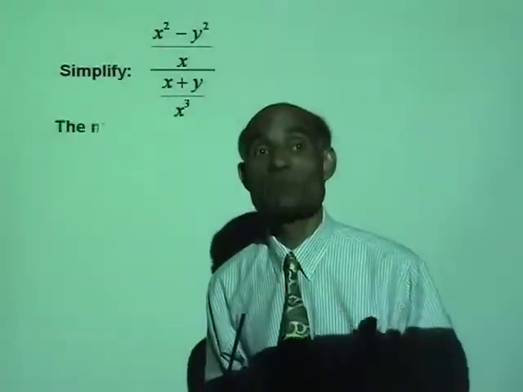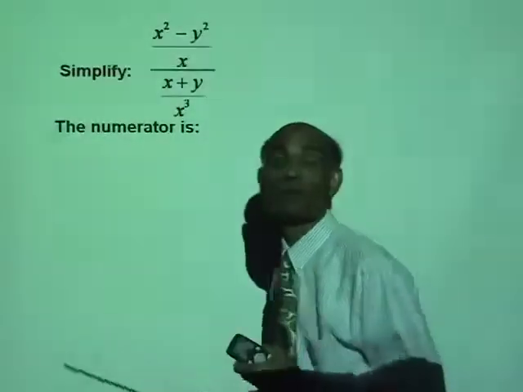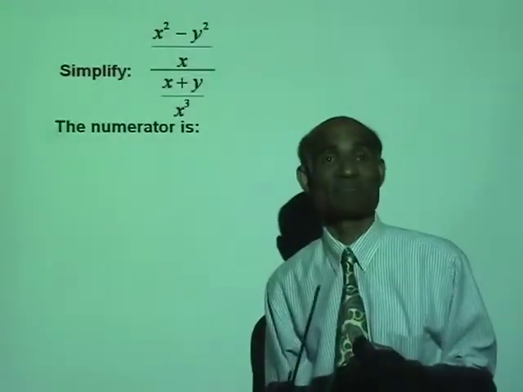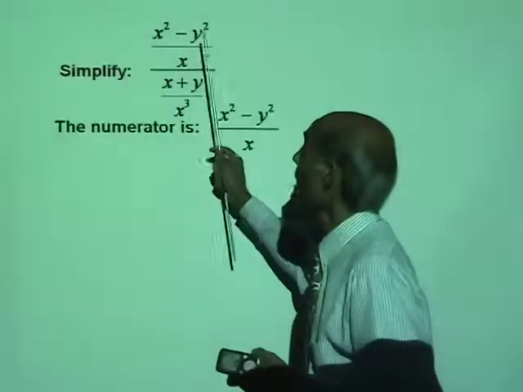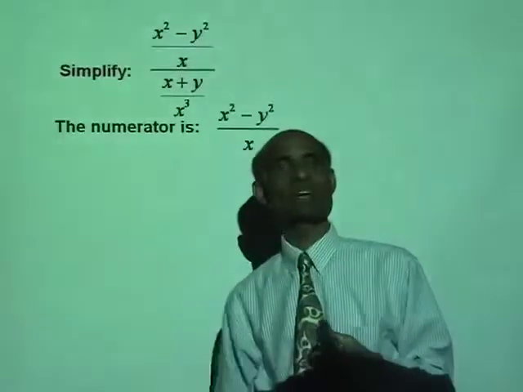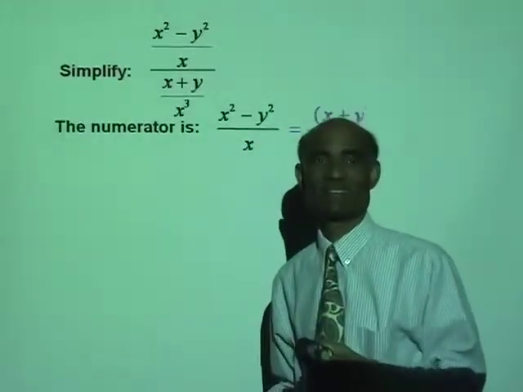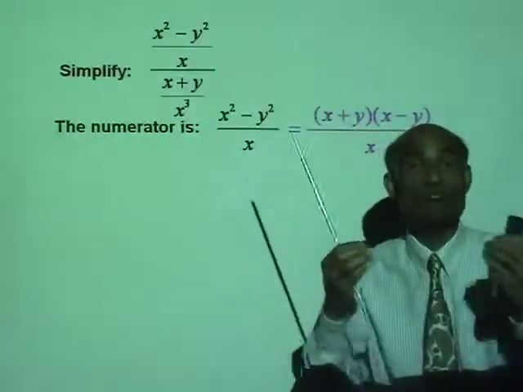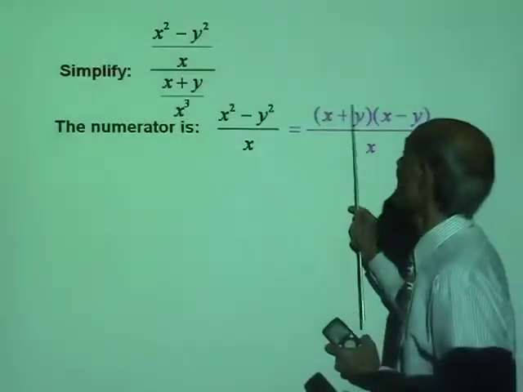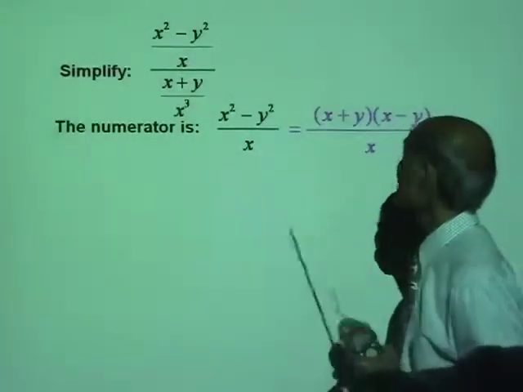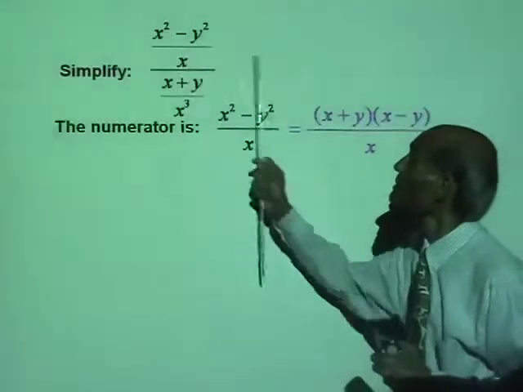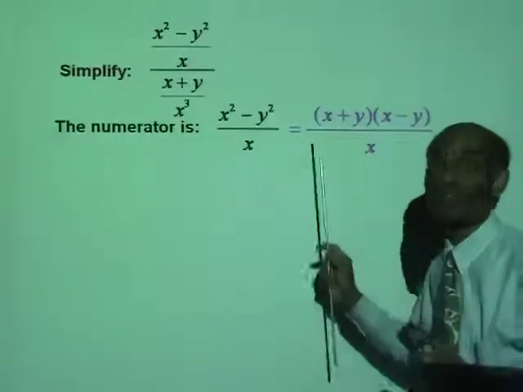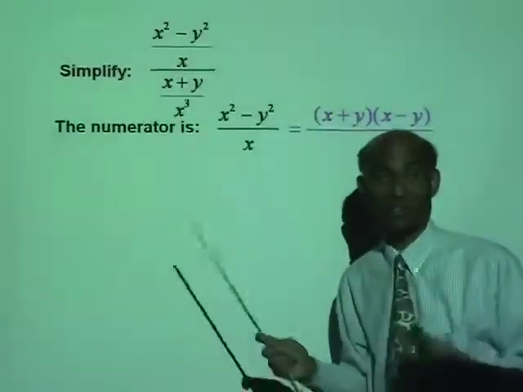So we can start by, let's take the numerator and see if you can simplify it. Well, x squared minus y squared. Can you factor x squared minus y squared? Yes, x squared minus y squared is the difference of two squares. I can factor it as x plus y times x minus y. So the numerator is x plus y times x minus y all over x. This is a simple fraction.